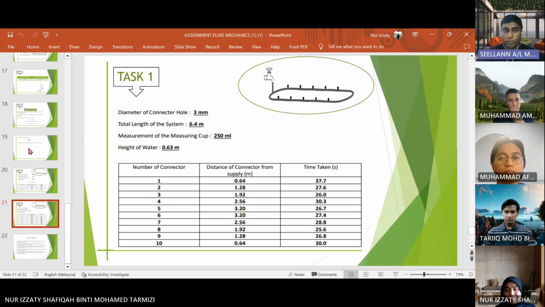Okay, next is the closed loop, where the diameter of connector hole is the same, 3 mm, but the total length of the system of closed loop is 6.4 meter, and the measuring cup that we use is 250 ml, the same as the straight line, and the height of water of the closed loop is 0.6 meter. Number of connectors that we use for the closed loop is 10, and each of the time taken is different. The distance of the connector for each 1, 2, 3 till 10 is different. That's all from me. Next, Afzal.